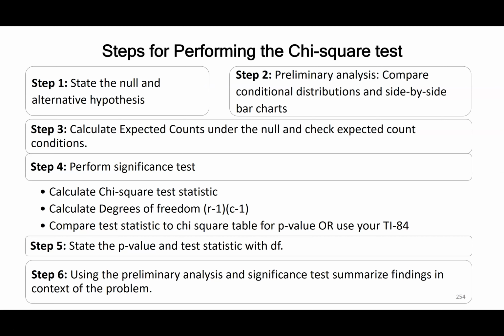Step 5, we're going to state our p-value and test statistic with our degrees of freedom, and then we're just going to wrap it all up. We're going to say, this is what we saw in the bar plot, and we reject or don't reject. And translation: what does that mean?